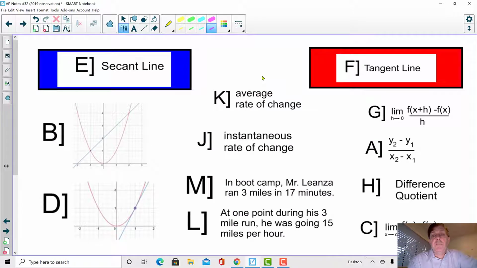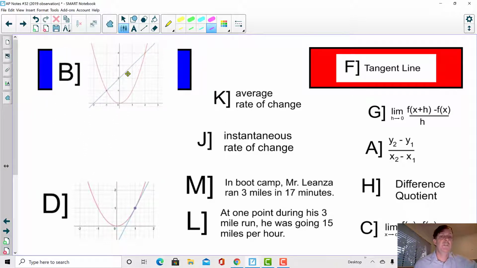Okay, now we're going to look at all these objects, and we're going to try to figure out if they are associated with a secant line. That would be a line that goes through 2 points. Or are they associated with a tangent line, some kind of instantaneous rate of change or some kind of tangent slope. Okay, first we're going to look at B. You'll see that B goes through 2 points, so that's going to be a secant line. And so B is going to go under secant line.